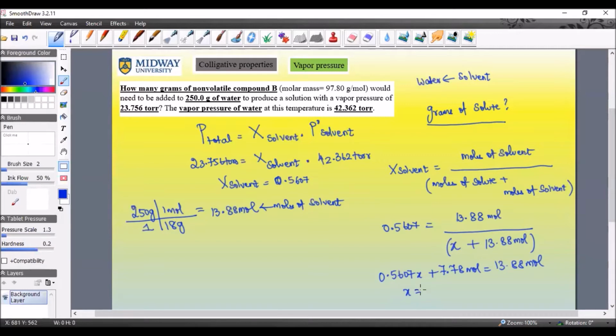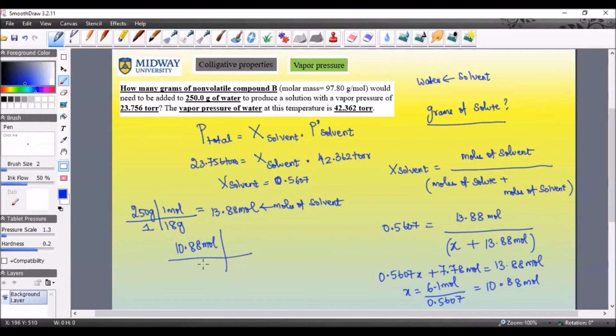Now, to actually find the X value, you just have to subtract 13.88 minus 7.78, which is 6.1 moles, divided by 0.5607, which would be 10.888 moles. This right here is the moles of the solute. Now you know exactly what to do.